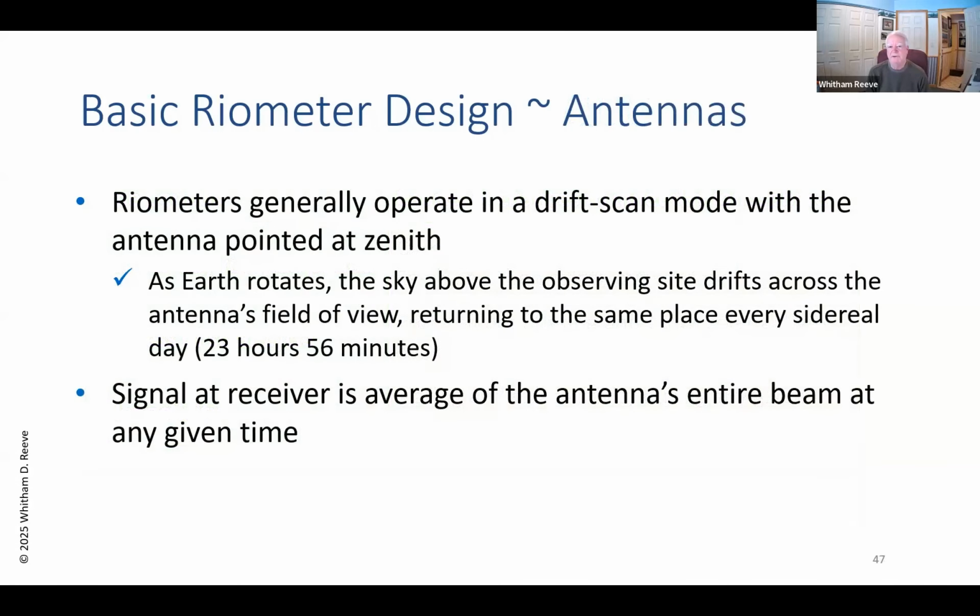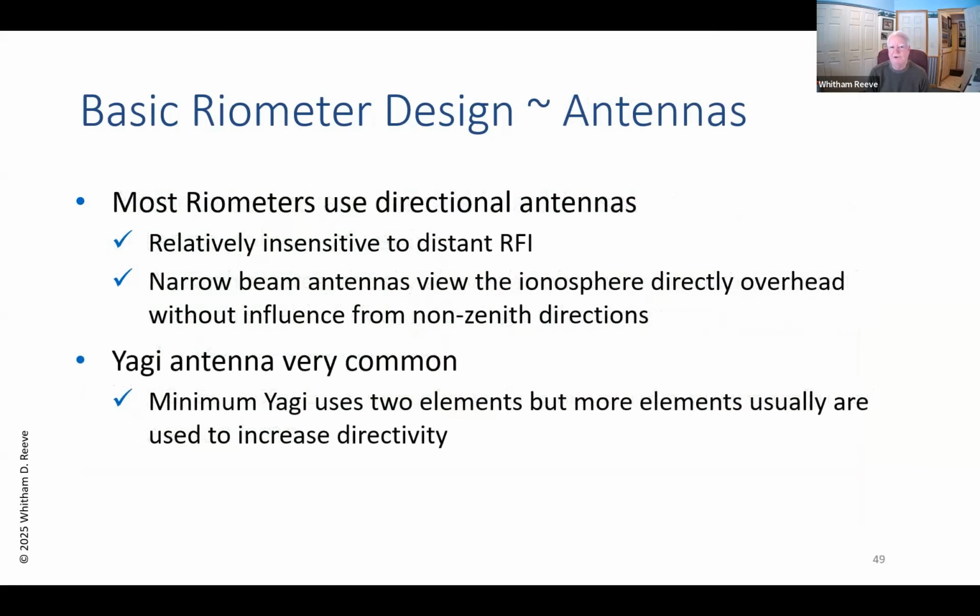Now, I mentioned earlier that the riometer operates in the drift scan mode. So when we're talking about design, we need to also consider the antenna. The signal at the receiver is the average of the antenna's entire beam at any given time. And most riometers use a directional antenna, pointed straight up to the zenith, and that makes it relatively insensitive to distant RFI that's being propagated in.